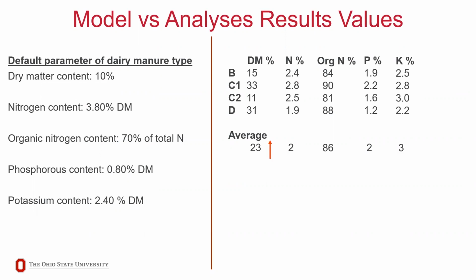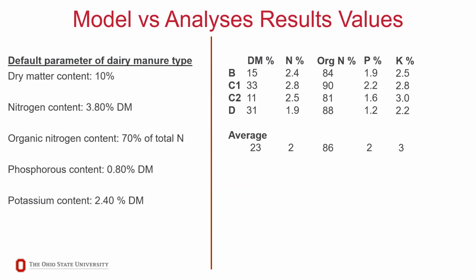I'm showing you the dairy results only. And then we have the different types of farms that had manure, B, C1, C2, and D. And then an average across all of them, because that's what the model would do. It would bring all of that into a model, into an overall average. So that's what we're going to compare, although you can see the variability for farm type there too.